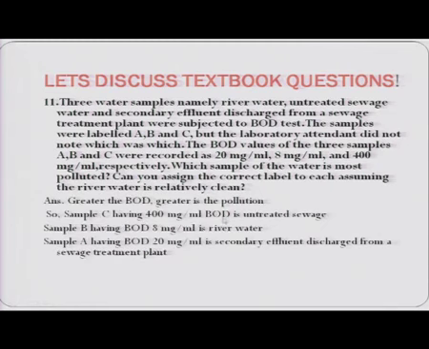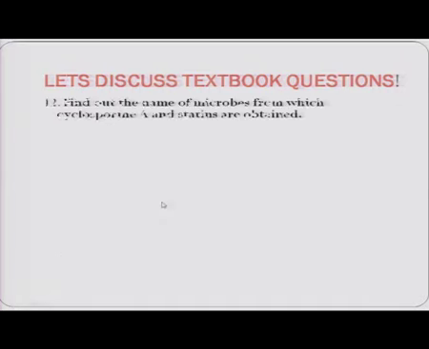Greater the BOD, greater is the pollution, you will remember this, and if such a question comes, you can relate the samples with their respective water. Sample C having 400 milligram per ml BOD is untreated sewage. Sample B, which has a BOD of 8 milligram per ml, is river water which is relatively cleaner, and sample A having the BOD of 20 milligram per ml is the secondary effluent which is discharged from a sewage treatment plant. So, let us move on to the next question.